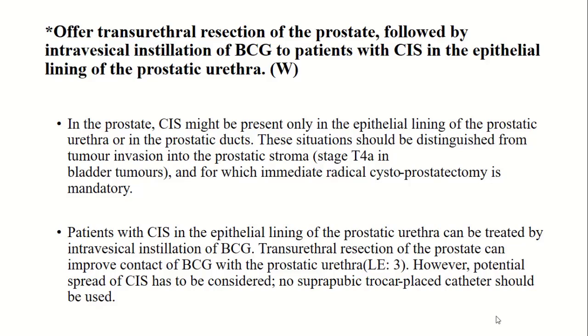If the tumor is invading the prostatic stroma, it will be a T4a disease, for which immediate radical cystoprostatectomy is mandatory. But if there is carcinoma in situ in the epithelial lining of the prostatic urethra, it can be treated with intravesical BCG, and transurethral resection of the prostate can improve the contact of BCG with the prostatic urethra. However, the potential spread of carcinoma in situ has to be considered, and no suprapubic trocar-placed catheter should be used in this type of presentation of disease.